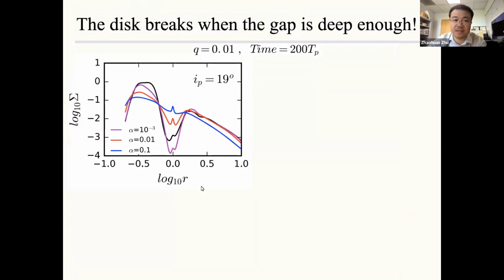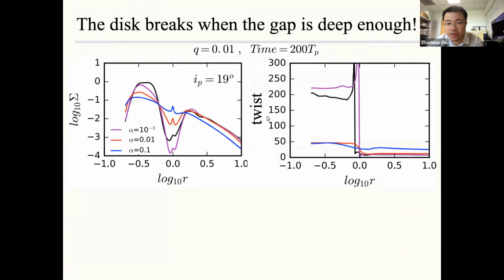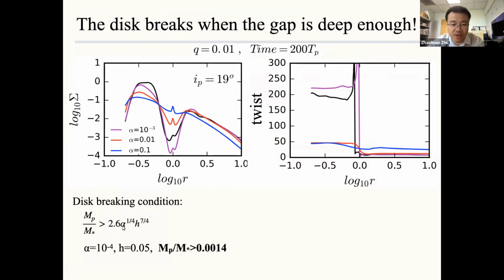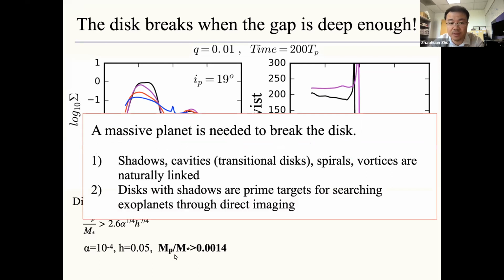So here you can see that disk breaking is closely related to the gap opening process. If a deep gap can be opened, then the inner disk and outer disk could disconnect from each other, and eventually you could develop a large misalignment, a twist in the disk. Theoretical studies suggest that the disk breaking condition is like this. Overall, even with a very small alpha or a very thin disk, you still need a relatively large planet or large companion to break a disk and cause misalignment.